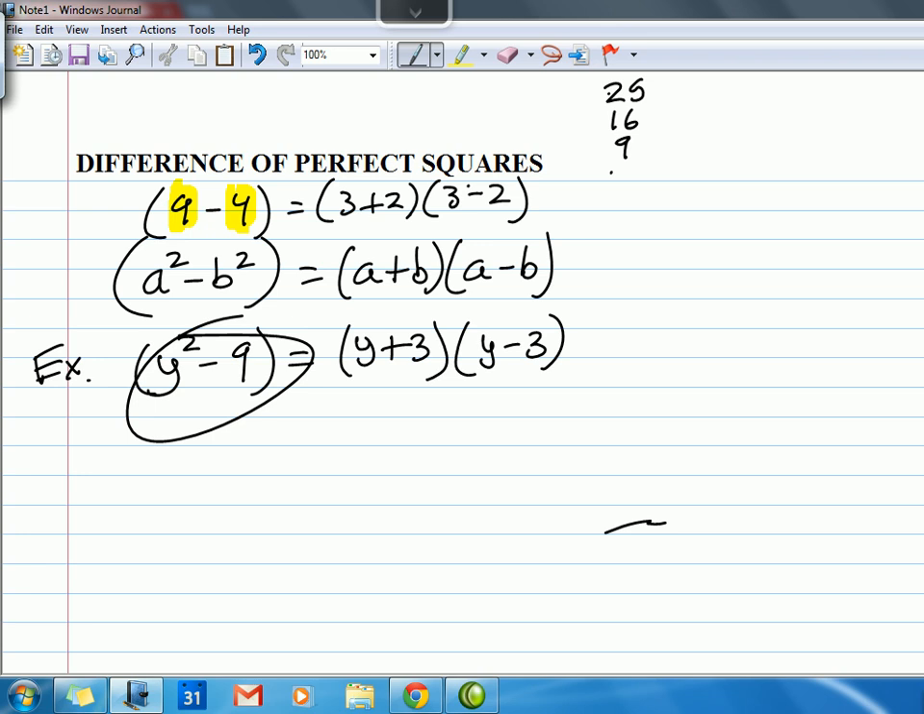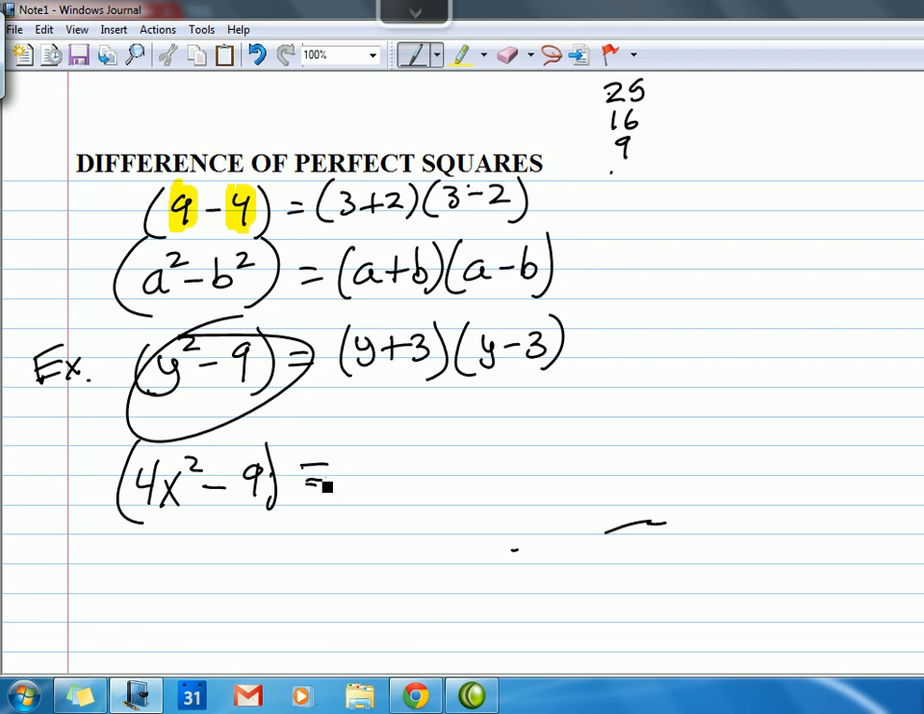I'll give you another example. However, they do get complicated. So let's say I do something like 4x squared minus, let's say 9y squared. Let's make it simple for now. 4x squared minus 9, and let's chop that up.